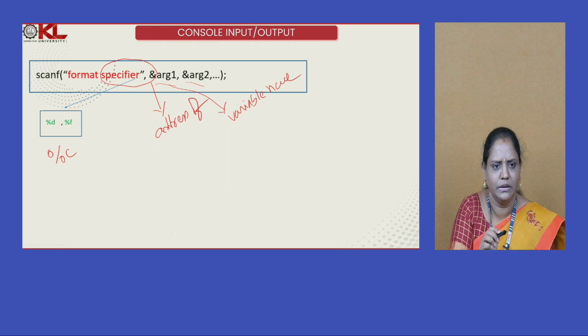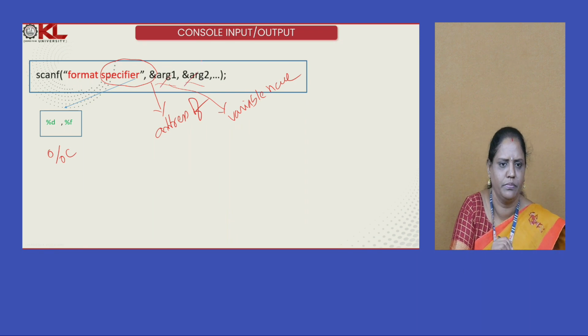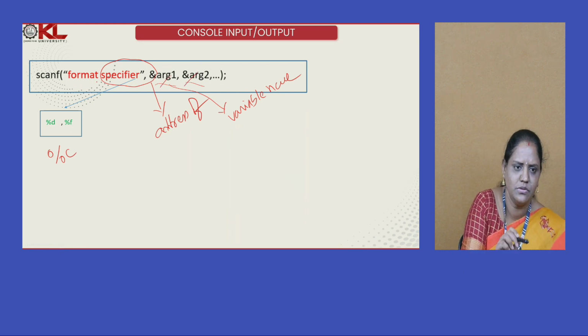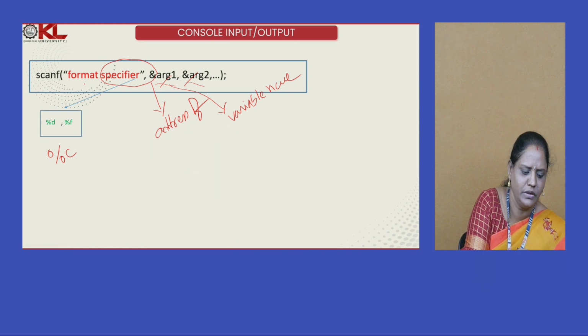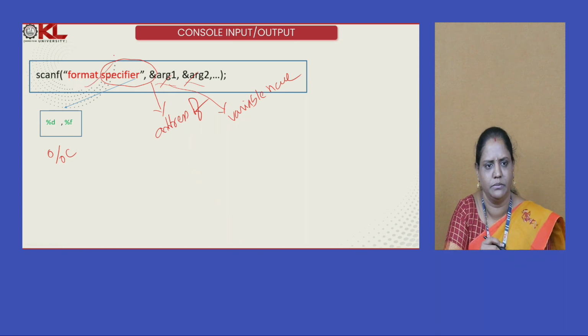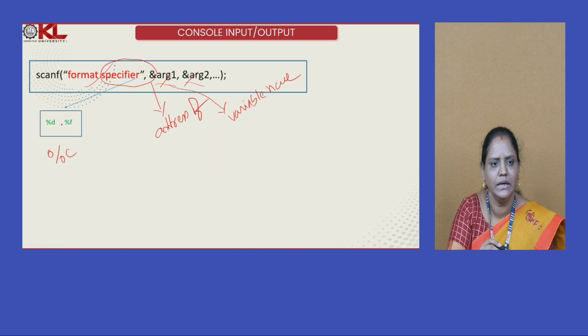So I am repeating this. Using scanf, we are giving an instruction to our computer. Now what is that instruction? Get some value from the keyboard and store it in the respective variables. What type of value it has to get from the keyboard is represented with the help of a format specifier. Is it clear? Yes.